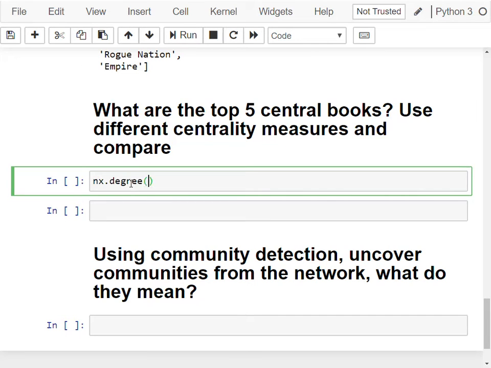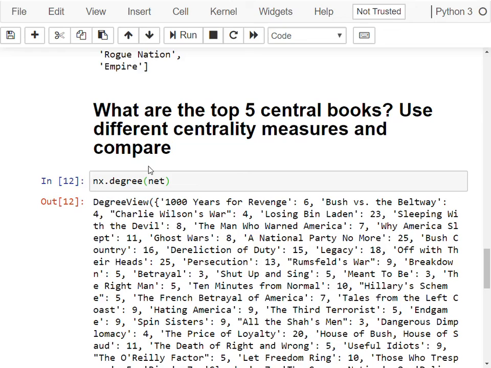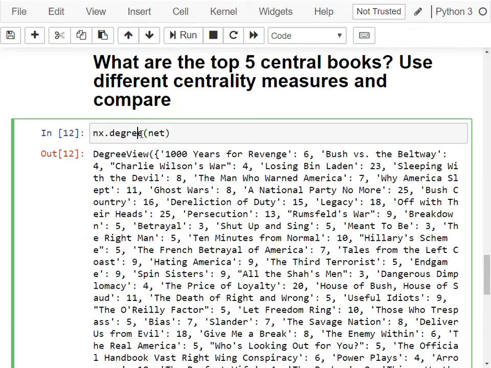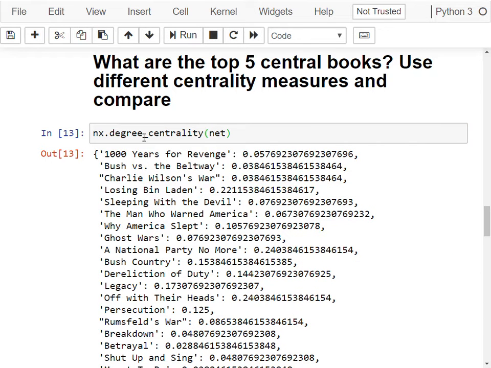To calculate the degree, I can use the function degree, and I can pass the network to the function itself, and this will give me a degree view on the nodes. Another way to calculate degree is by calling a function degree centrality. This will normalize degree and give me a number between 0 and 1. At the end of the day, I'm going to sort and pick the top 5, so it doesn't really matter if I use degree centrality or degree. But to keep it consistent with betweenness centrality, I'm going to use degree centrality to get a number which ranges from 0 to 1.